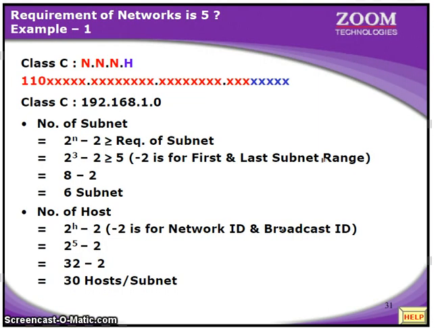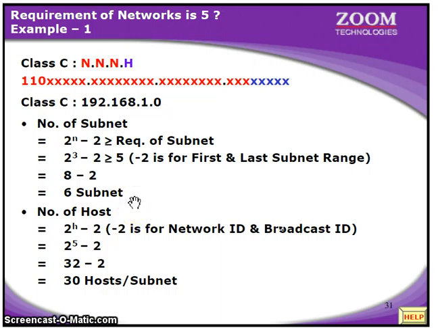Now this is an example to divide the network by subnetting when the required number of networks is 5. So first we will put the prefix for class C, that is 110, and starting address as 192.168.1.0. Now the number of subnets is given by 2 raised to n minus 2. That should be greater than the required number of subnets, over here that is 5. So we will put n equal to 3. So over here we get 6 subnets, which is more than 5, so that is sufficient for our criteria.